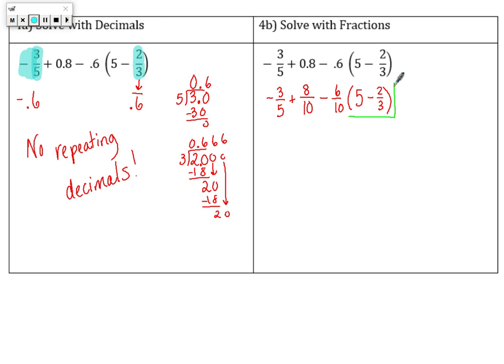Good job. If you said solve the parentheses first, you're right. We'll do 5 minus 0 and 2/3. Now remember, I did this in the last problem. Right now the number 5 has no thirds with it. We'll need some thirds to solve it.